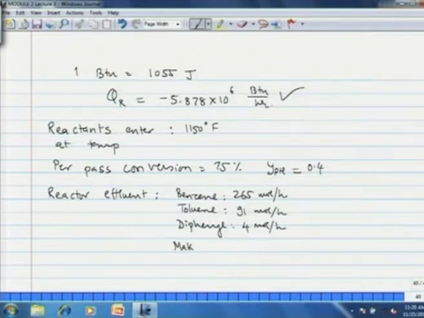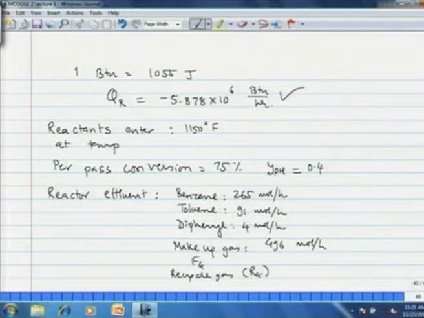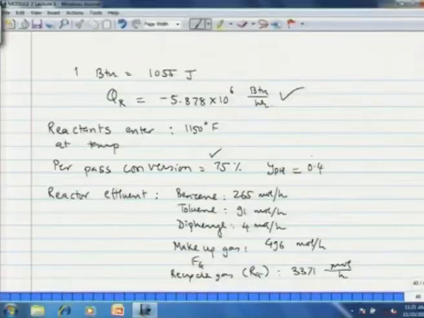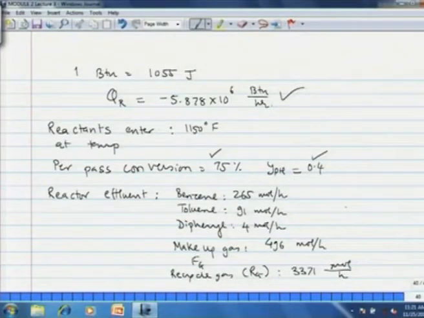We have to give the makeup gas Fg as 496 mole per hour, and the recycle gas Rg would be 3371 mole per hour. Now I am writing these figures directly, but you can very easily calculate these figures by putting these numbers into the expressions that we have derived earlier. In the tutorial, we shall see a direct calculation of the entire material balance using a MathCAD sheet, and there you can see these figures calculations further.